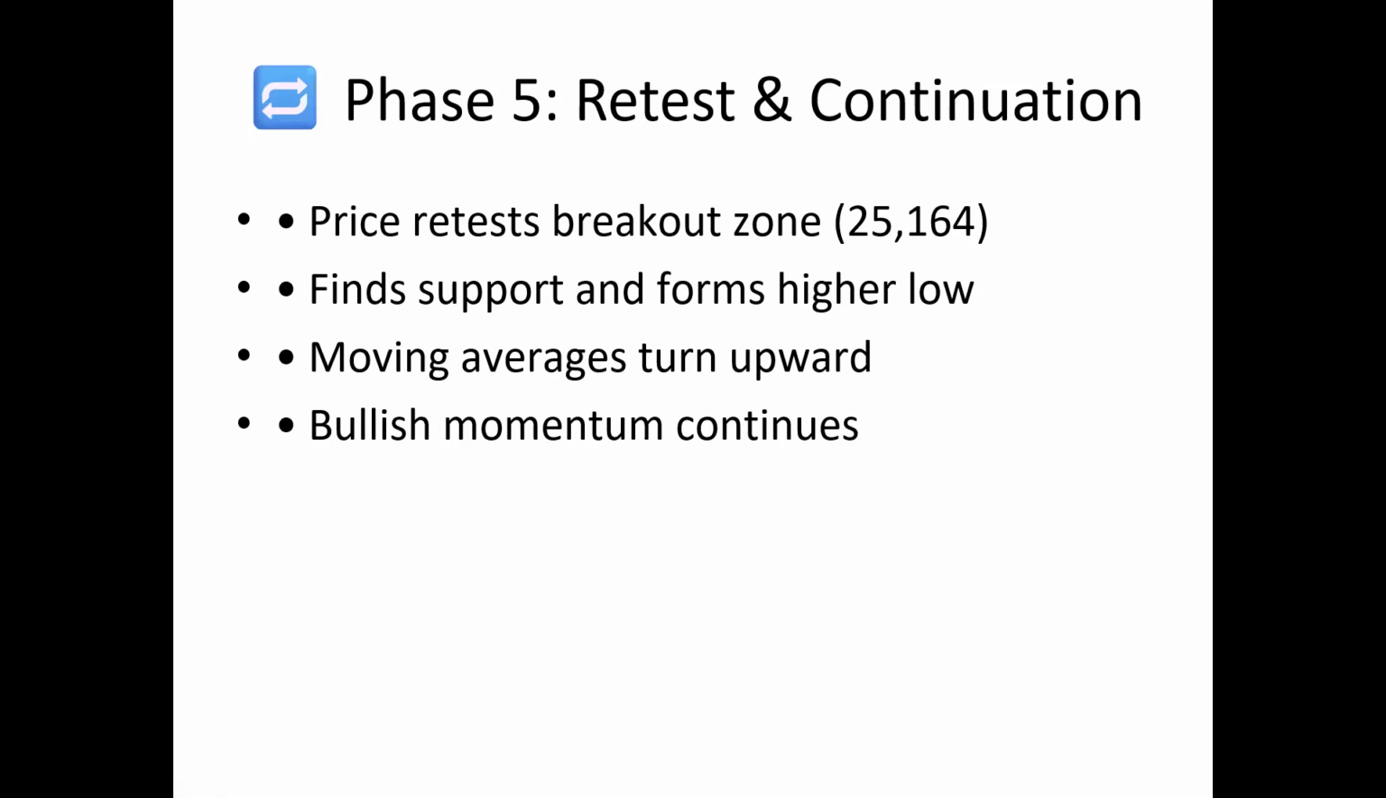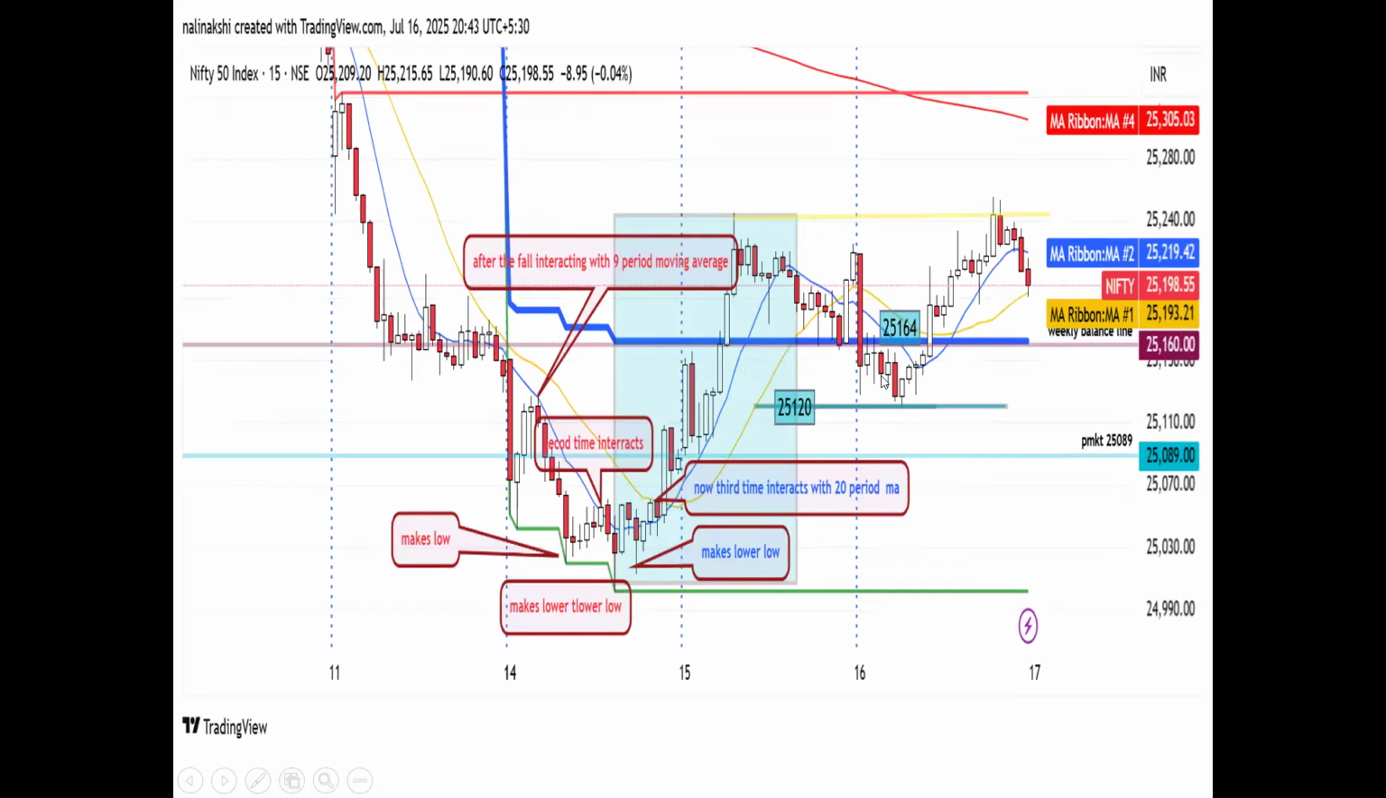In phase 5, retest and continuation. Price retests the breakout zone, finds support and forms a higher low. Moving averages turn upward. Bullish momentum continues. See, again I'm putting the same chart. You can look into that. See the price on Monday.